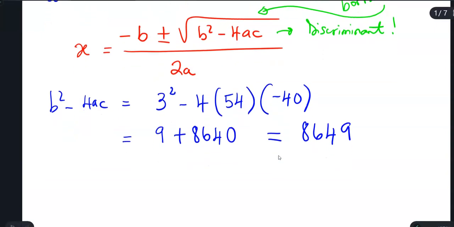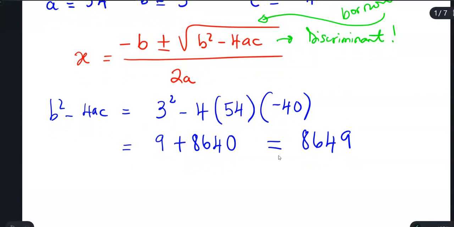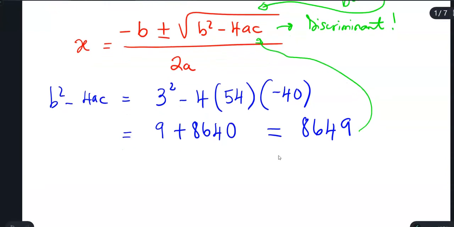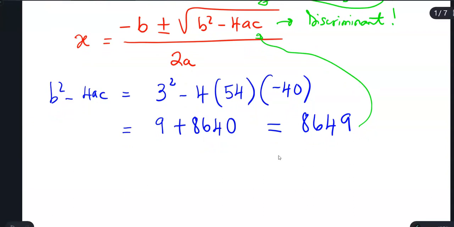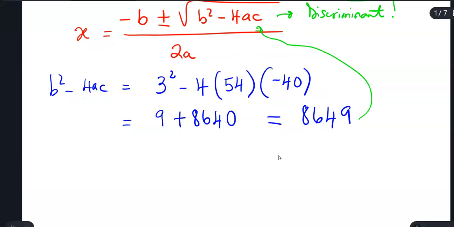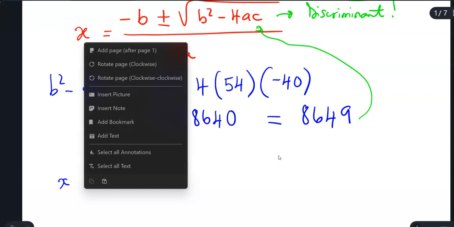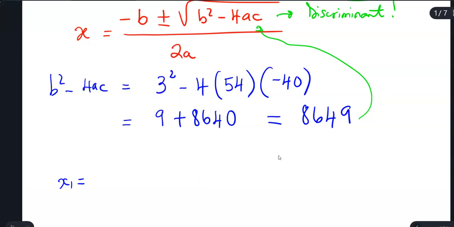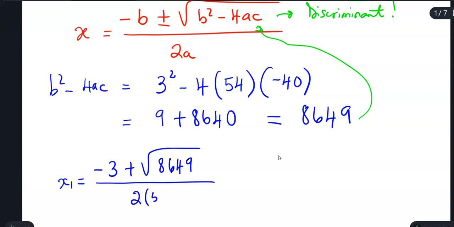Alright, the next step is to substitute this into the formula to figure out our value for the discriminant. We have two distinct solutions. So I will have x1 equal to negative b, which is negative 3, plus the square root of 8,649, divided by 2 times 54. The square root of 8,649 will give me 93. You can check that using your calculator. 2 times 54 gives me 108.